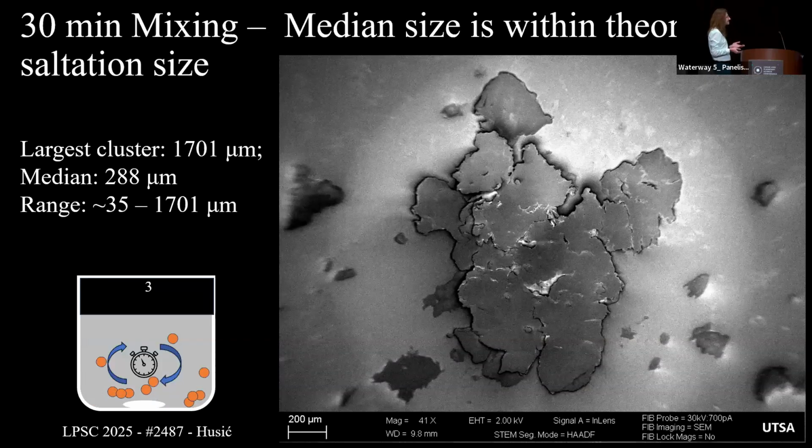And then once you include mixing, the median basically doubles once again. So now we're within the theoretical range of 200 to 1,000 microns. And that's the biggest one I could find, 1701. And the median is about 300 here, and the scale is 200 microns for this image.